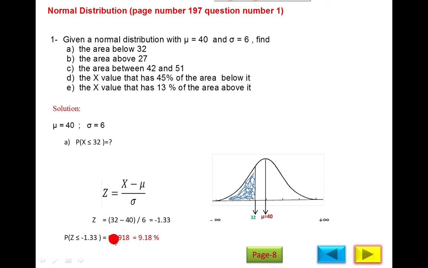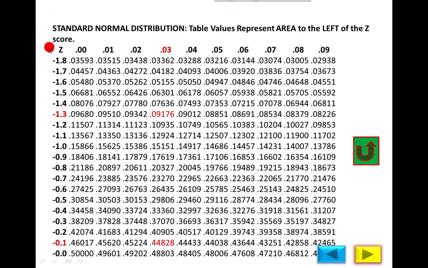So we will find the probability from the normal probability distribution table given on this page. Minus 1.33 is the value of Z. So where is minus 1.33? This table is the same as the log table. We will read the first value after the decimal in this column and the second value in this row. So minus 1.33 means minus 1.3 and 0.03, both will be read as minus 1.33. So the corresponding value is this value, 0.09176.